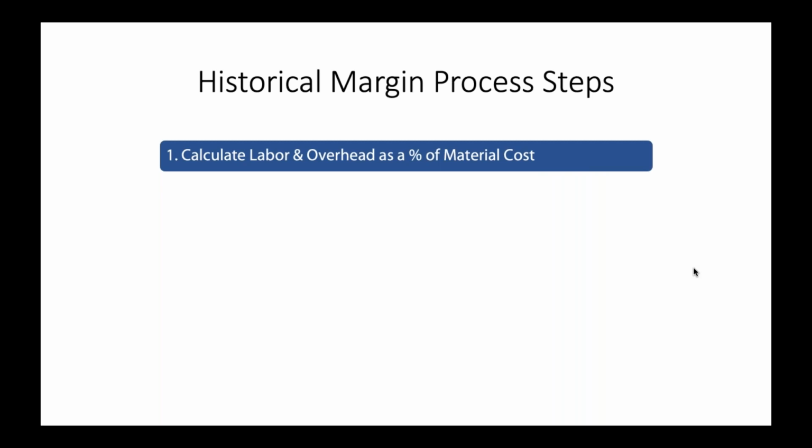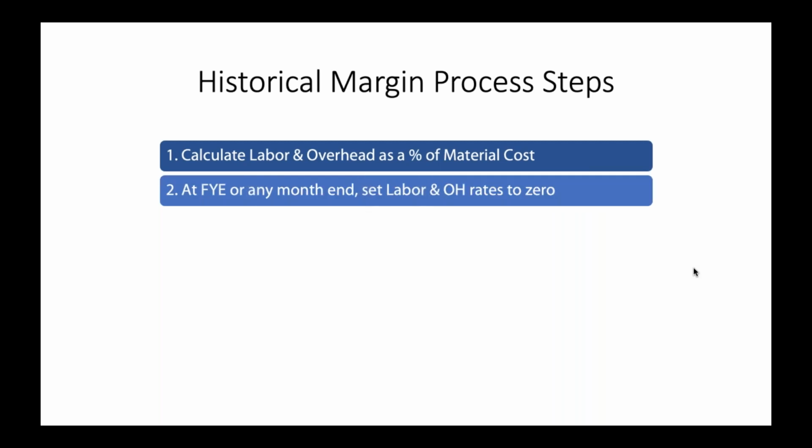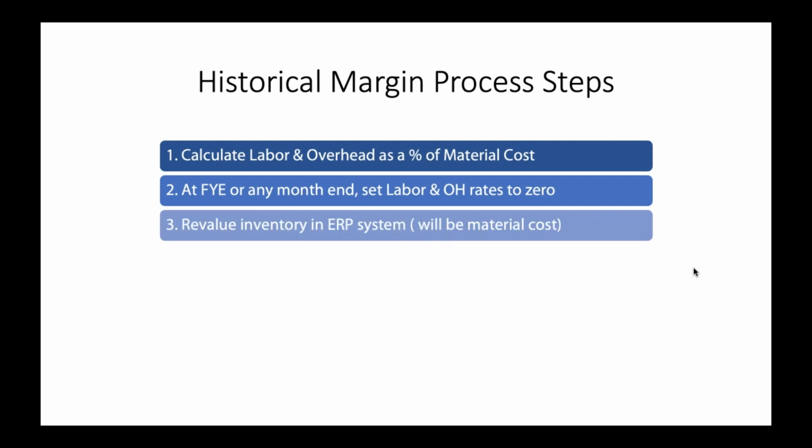One is to calculate the labor and overhead as a percentage of material cost at standard. Second, to begin the process either at fiscal year end or month end, whenever you decide to do this, you set your labor and overhead rates to 0. So no production is going on, and you're just working this out without any activity in the system. Third, you let your ERP system revalue your inventory. What you'll see is that it's just going to be material cost because the labor and overhead rates are 0.